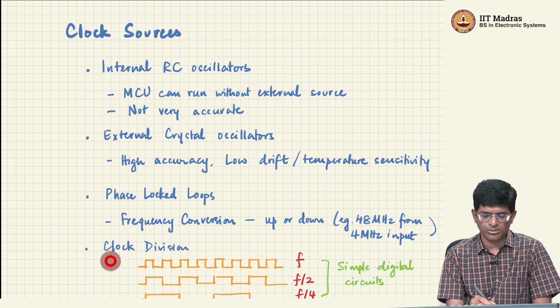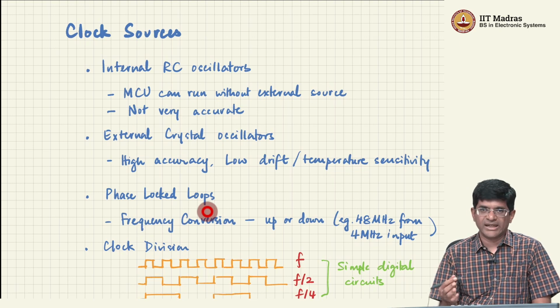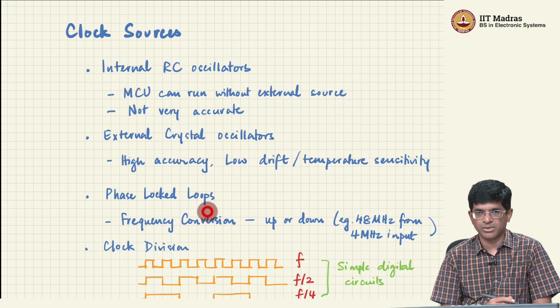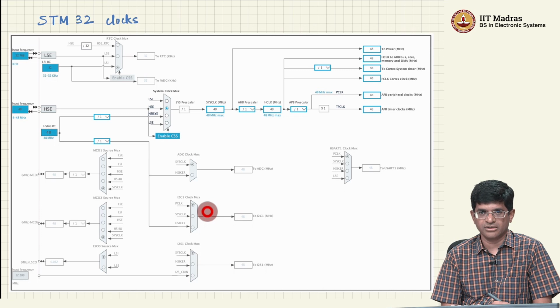Usually what is done is a combination of clock dividers and PLLs can be used in order to pretty much create a wide variety of different clock frequencies starting from simple inputs. And this picture over here is actually showing you the clock configuration settings that are available in the STM32 environment.